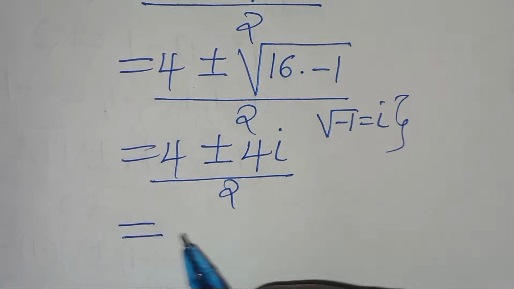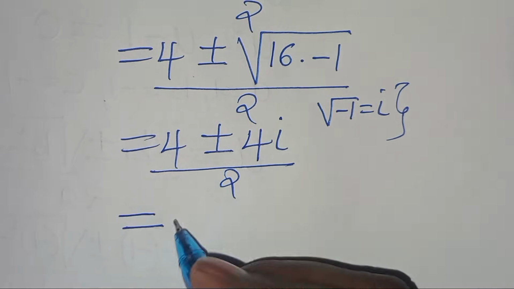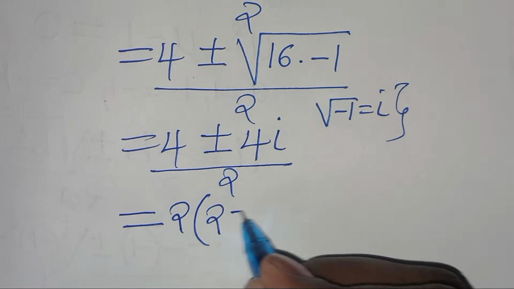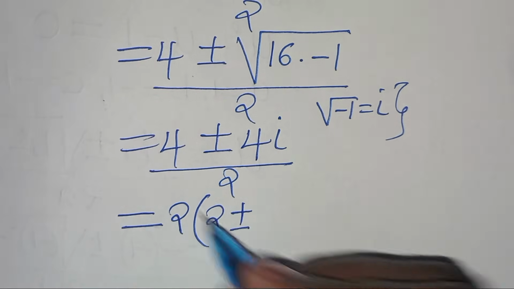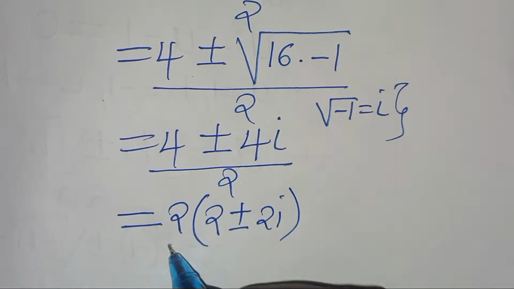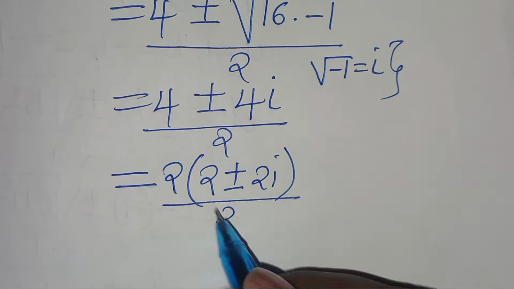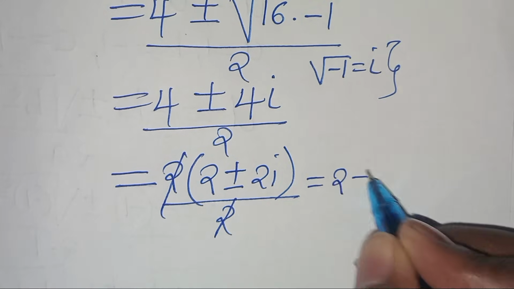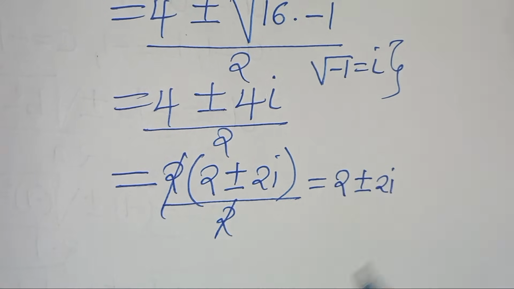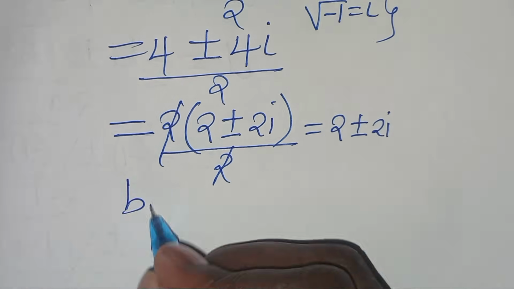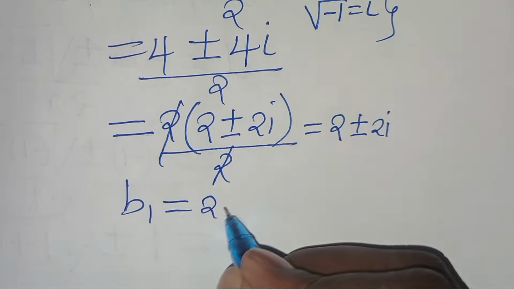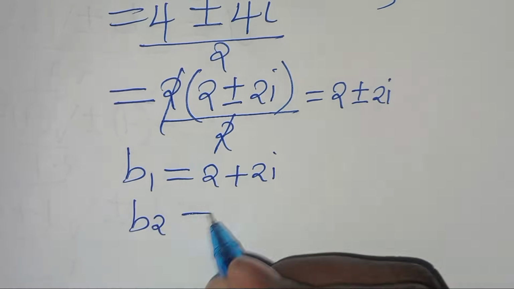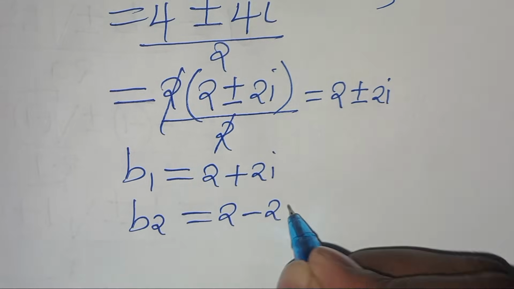So in the numerator here, we have that 2 is common, so that we have 4 divided by 2, this is 2, plus or minus 4i divided by 2, this is 2i, then divided by 2. So let's simplify 2 and 2 here, so that we have 2 plus or minus 2i. So we have b1 is equal to 2 plus 2i. We have b2, this is equal to 2 minus 2i.